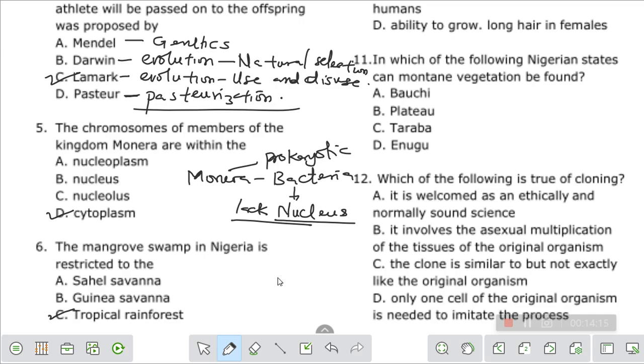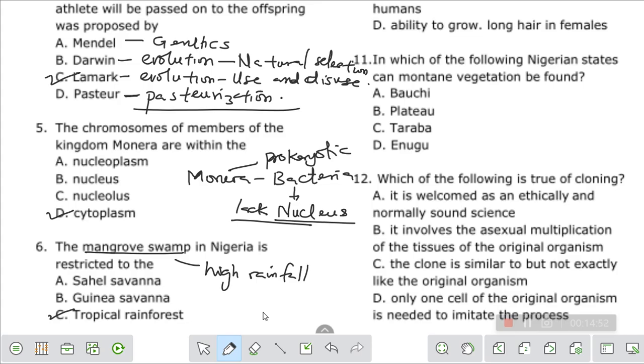Because the mangrove swamps, I think I explained part of it, are coastal ecosystems found in the tropical and subtropical regions, including Nigeria. They thrive in areas with what? High rainfall. So where there is high rainfall, you have mangrove swamp. Also there will be high temperature and saline or brackish water. In Nigeria, mangrove swamps are typically found along the coastal areas of the Niger Delta, which falls within the tropical rainforest region. So that's why we go for that option.